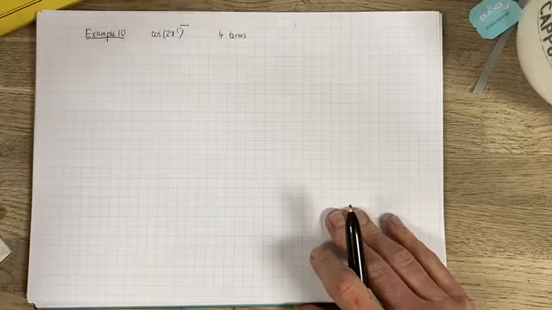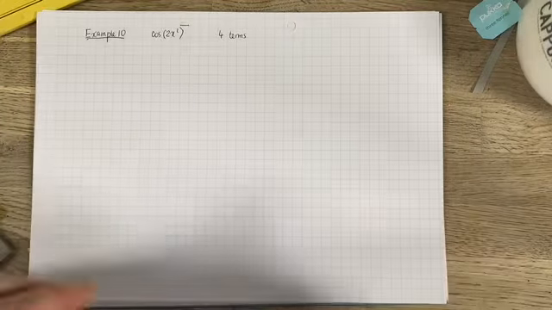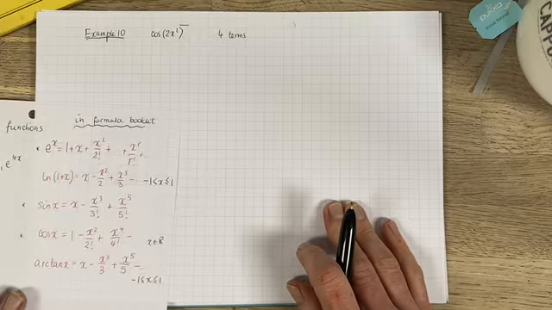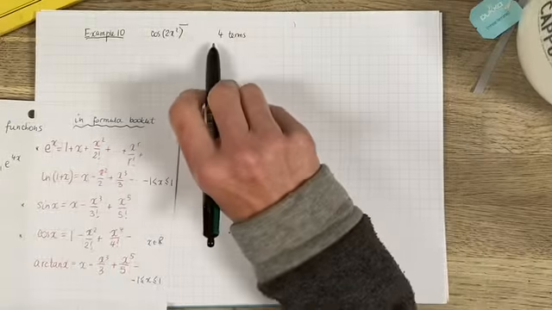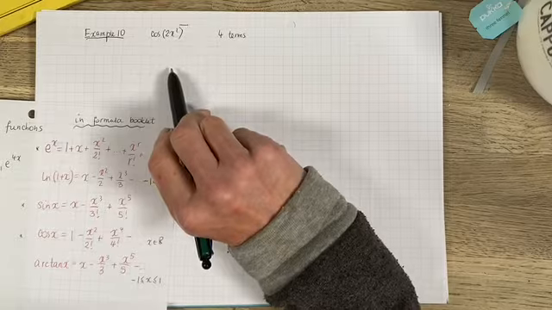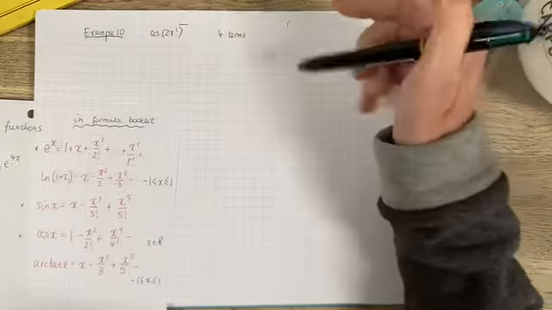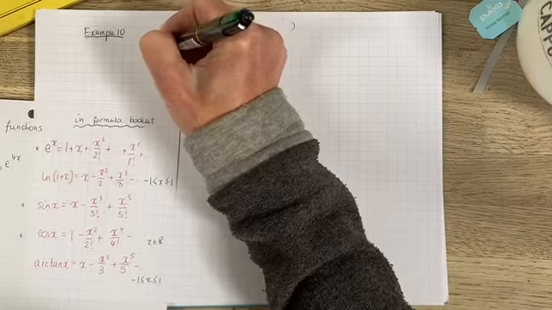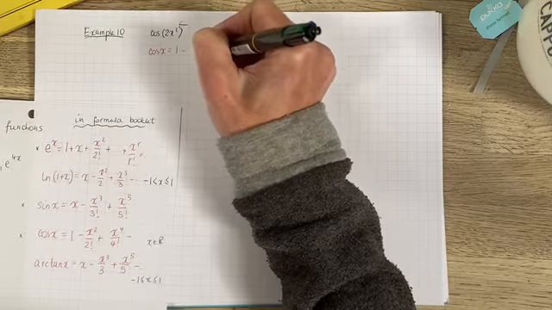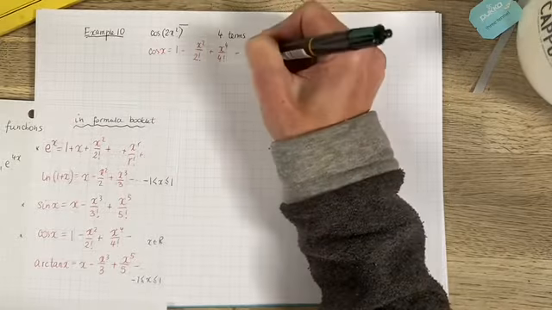Okay, so in example 10 we've been asked to use the expansions in the formula booklet to find the Maclaurin expansion, the first four non-zero terms of this expansion. There's no need to differentiate it, we're just going to look for the cos x. So cos x is 1 minus x squared over 2 factorial plus x to the power 4 over 4 factorial, etc, etc.